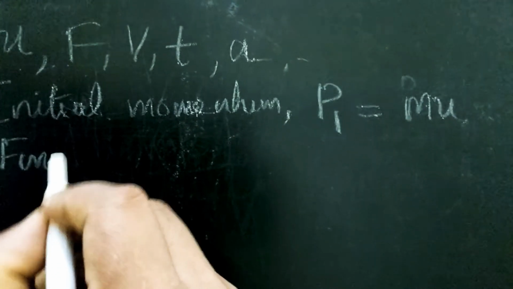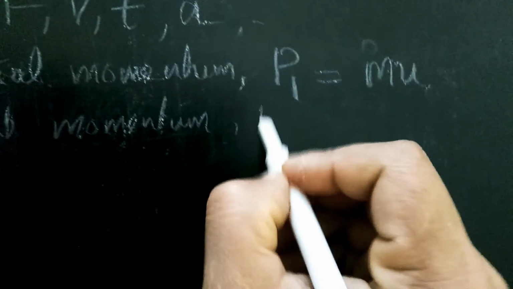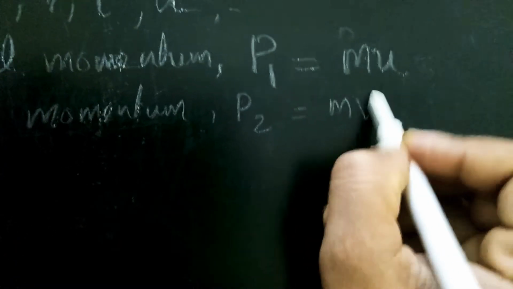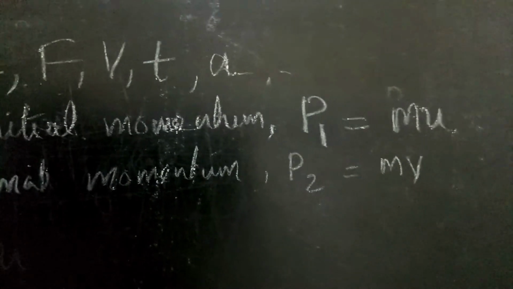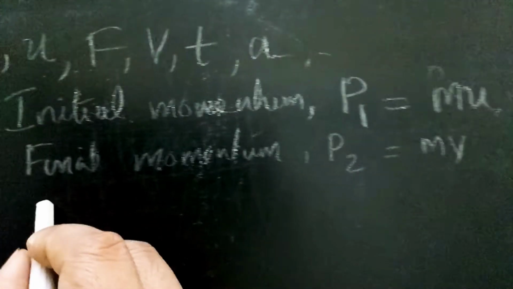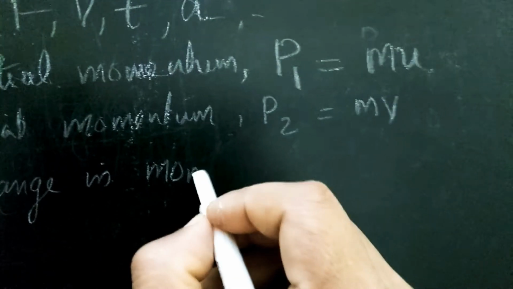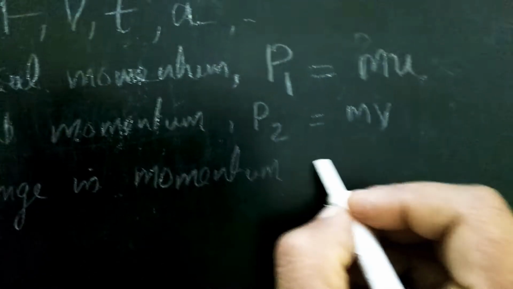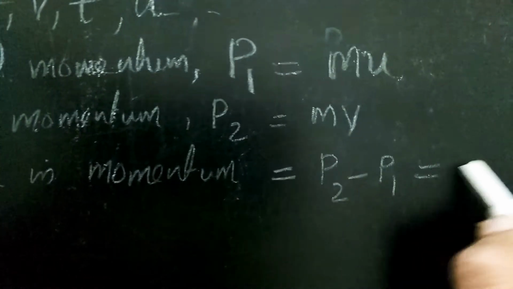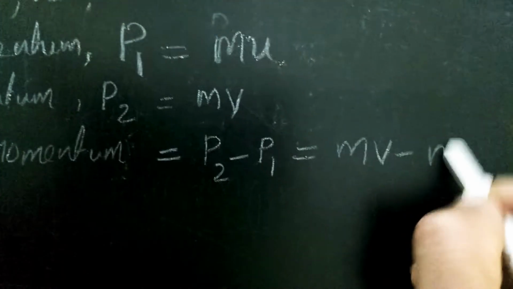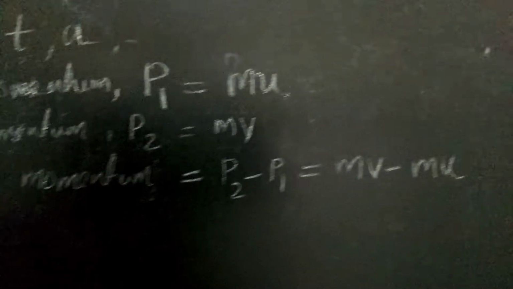Now the final momentum P2 is equal to mv. Initial momentum P1 is equal to mu, and final momentum P2 is equal to mv. Now the change in momentum, how will you find? P2 minus P1, that is equal to mv minus mu.